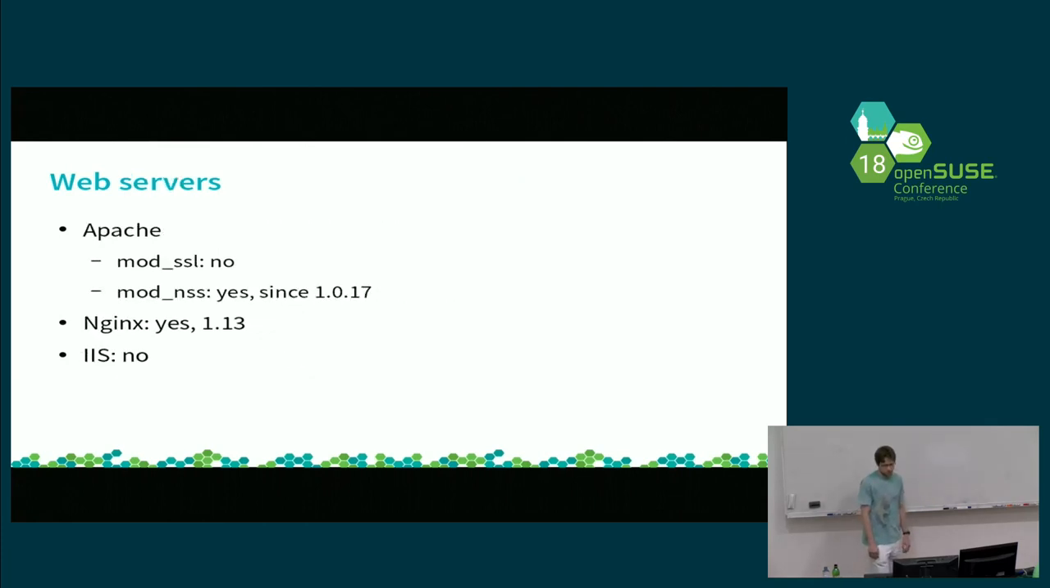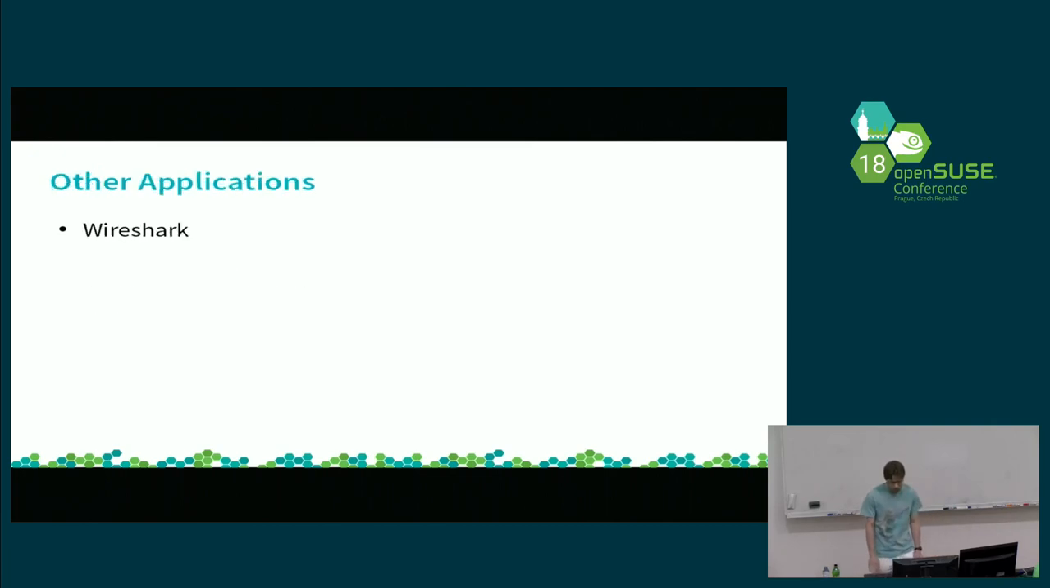Well, for web servers, Nginx has had perfect support for quite some time. IIS, not yet. And Apache, well, currently the only option is using mod_nss. Another very useful application is Wireshark, which has perfect support for dissecting the TLS 1.3 protocol. Okay. This message, which indicates the end of a TLS connection, also ends my presentation now.